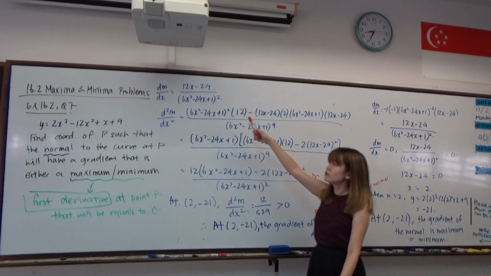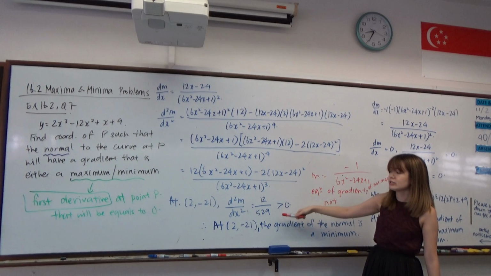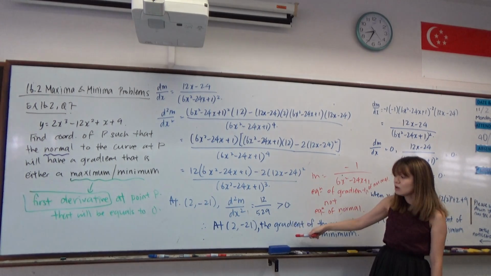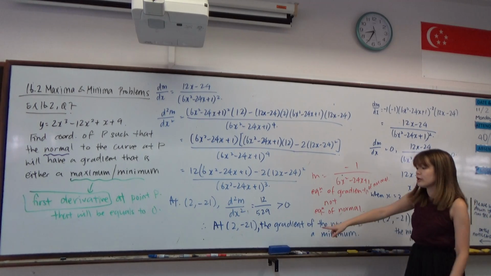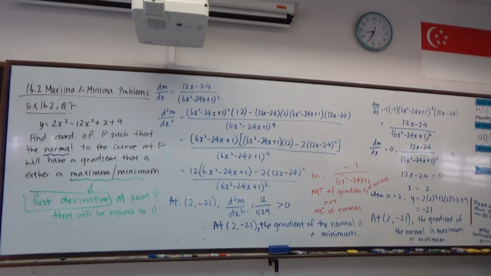That's why when I do my second derivative test, I substitute in the value x equals 2 inside it. I get that it is going to be 12 over 529, that is more than 0. So therefore, I can prove by the second derivative test that this point will give me such that the gradient of the normal is going to be a minimum. You understand what I'm saying? Any questions?